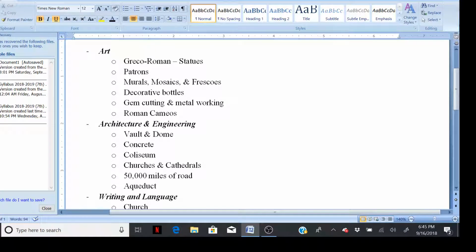Another big influence of the Roman Empire is on the church and the cathedrals that you see littered throughout both America and Europe, as many of them use Roman-type designs.